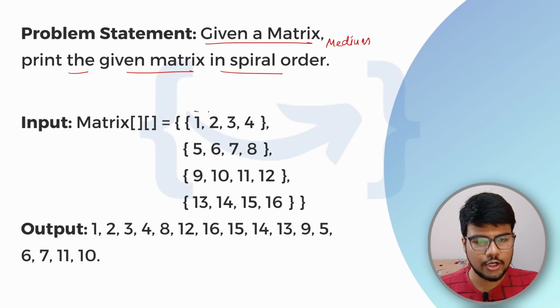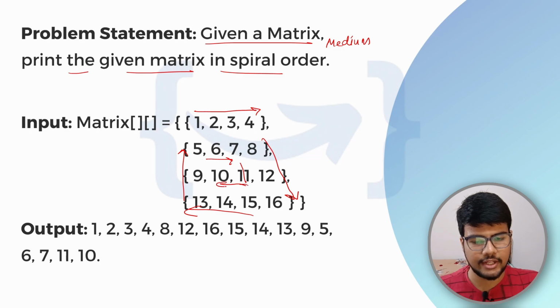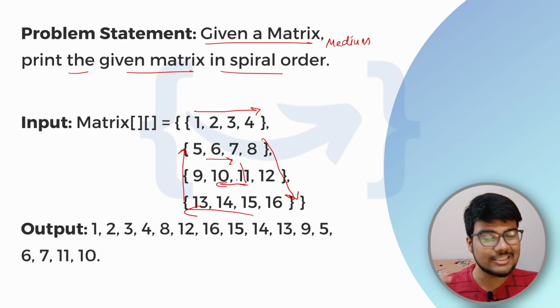So you need to print 1, 2, 3, 4 first, then 8, 12, 16, then you need to print 15, 14, 13, then 9, 5, then again 6, 7, then again 11, then again 10. Like this, you need to print it in a spiral manner.